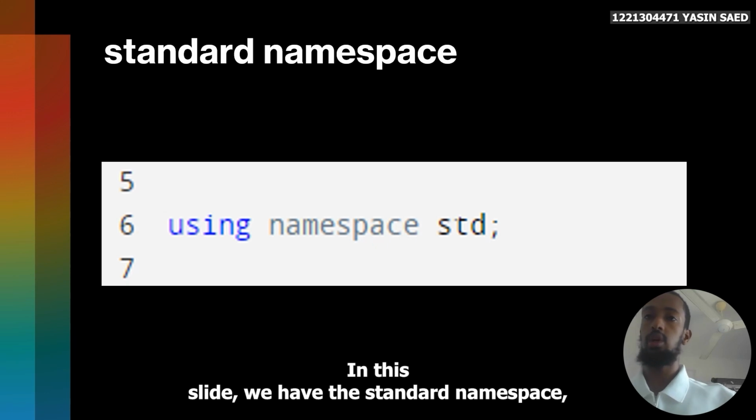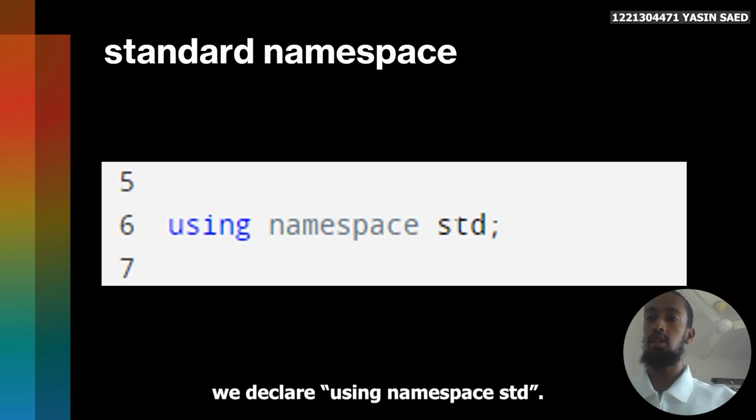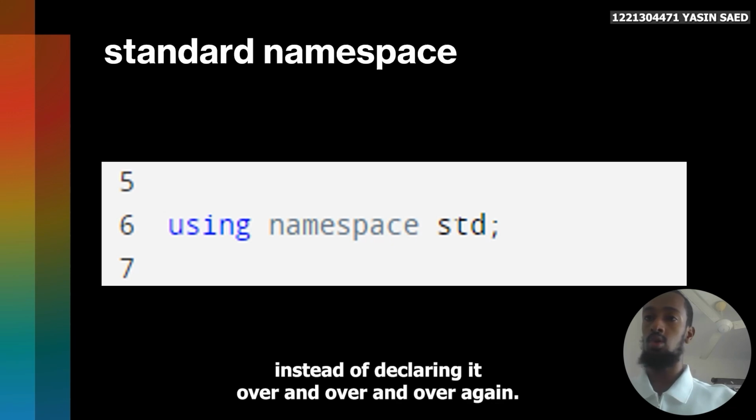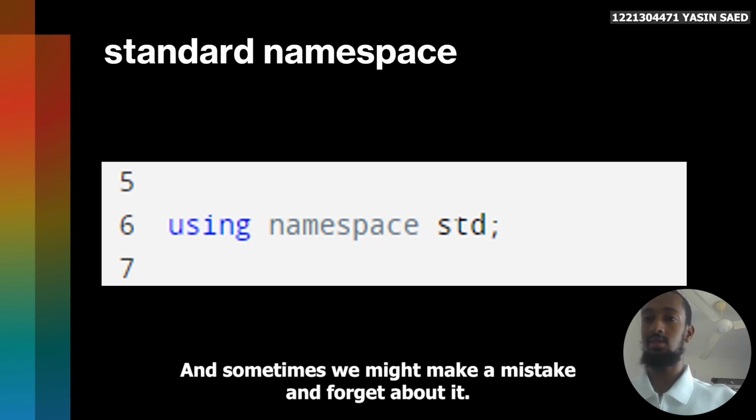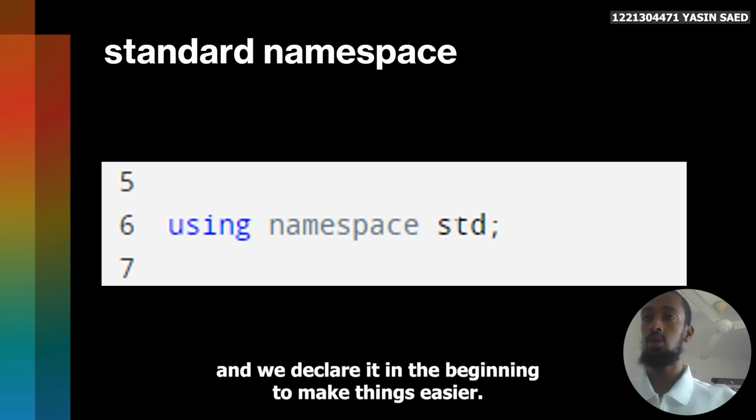In this slide, we have the standard namespace. We declare using namespace std. We do this because it's much easier than declaring it over and over again, and sometimes we might make a mistake and forget about it. So instead we use using namespace std, and we declare it in the beginning to make things easier.